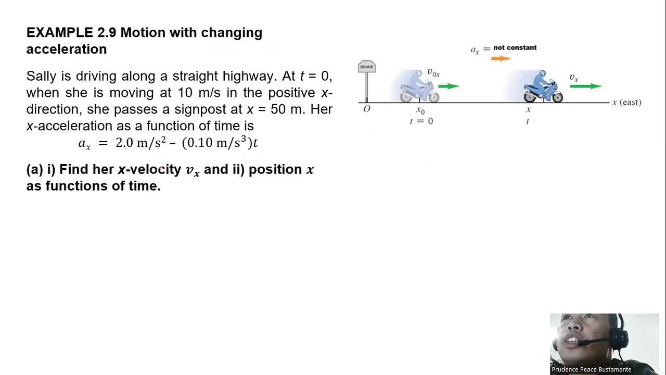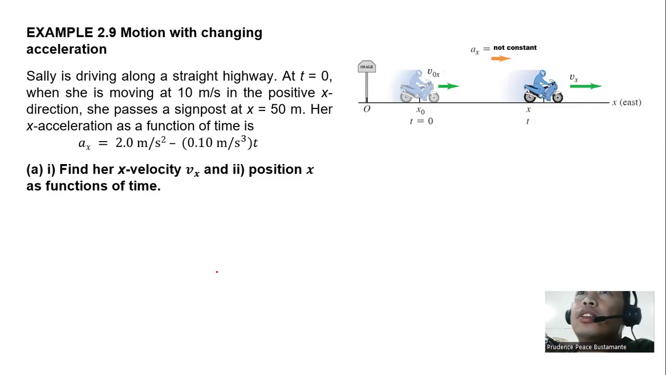Okay. So say for example, you have example 2.9 where Sally is driving on a straight highway. At t equal to 0, she is moving at 10 meters per second in the positive x direction, and she passes a signpost at x equal to 50 meters. Her acceleration as a function of time is given by this equation. Find her x velocity, v x, and find her position as a function of time.